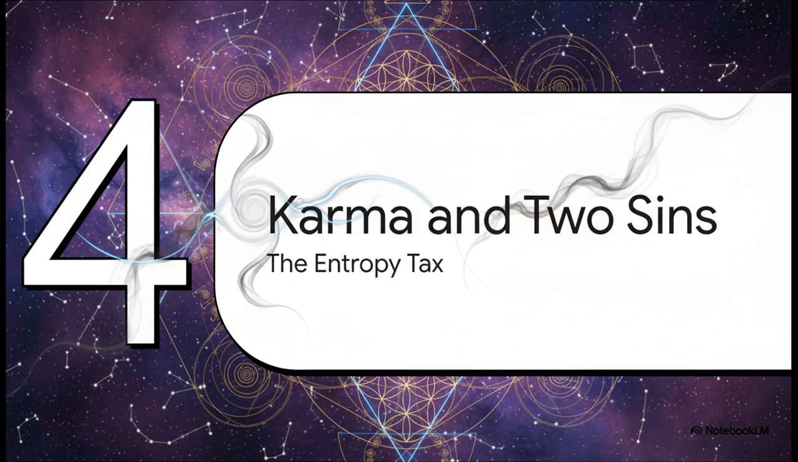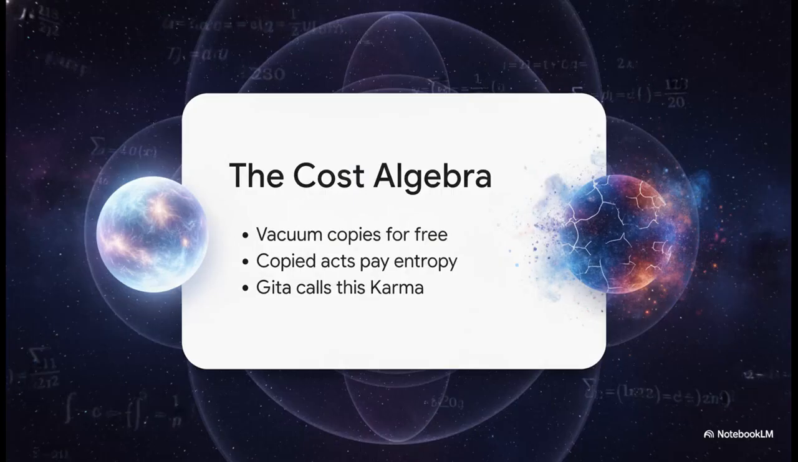Section 4. Karma and the 2 sins. But, as you might guess, navigating this 3-part system generates massive friction. Through the rigorous math of the no-cloning theorem, we can see exactly how cost algebra governs reality. To put it very simply, in quantum physics, you literally cannot copy information for free. Nature always charges a thermodynamic tax.